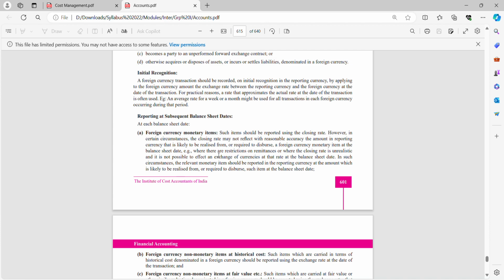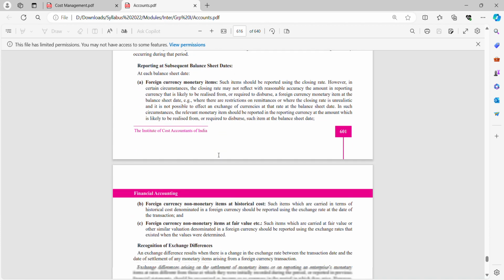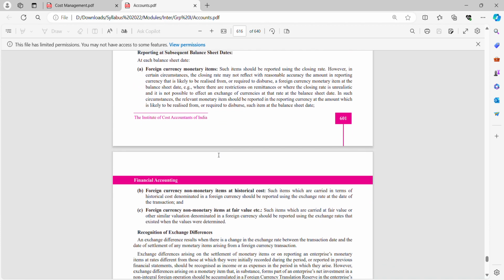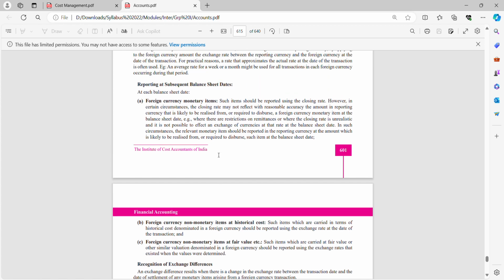So that is foreign currency monetary items. You need to record on your closing date. On the closing date you need to close your balance sheet, and you need to record by multiplying by whatever rate is available at that time. Then you have foreign currency non-monetary items at historical cost. 31st March will be the closing date.